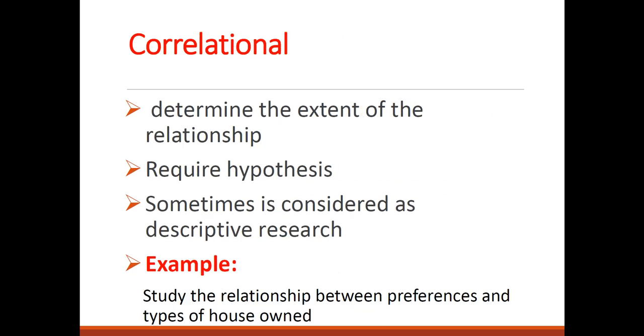For correlational research, now you extend to the relationship. Determine the extent of the relationship. How strong is the relationship? When you talk about people choosing a house, first you say the price. You know that the type of house that you buy is associated with your budget. It is also associated with the location of the house. So these are the correlational things that you will discover in your research. If you're doing this, that means you are doing correlational.